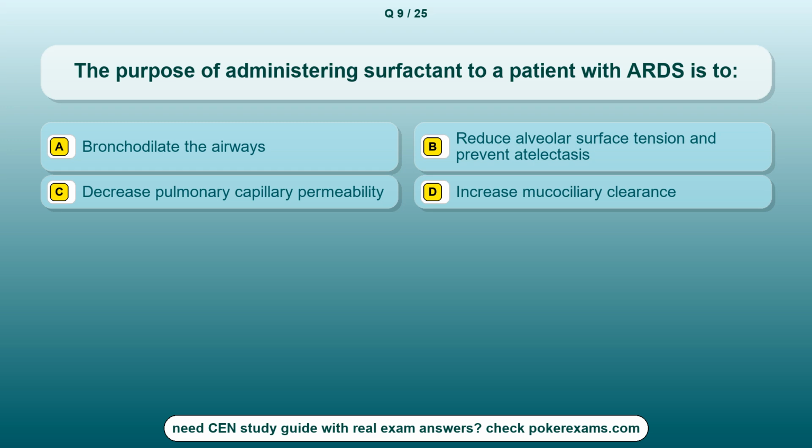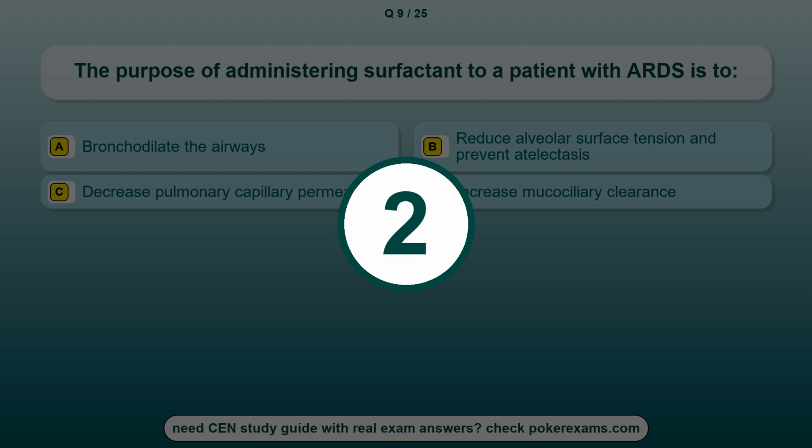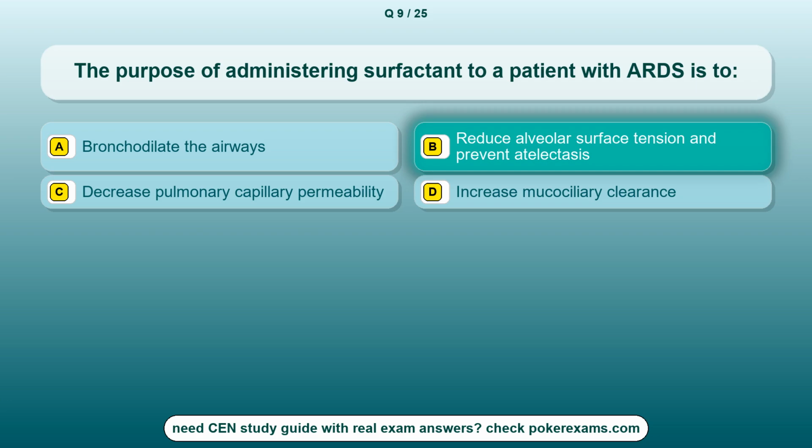Question 9. The purpose of administering surfactant to a patient with ARDS is to Option A, bronchodilate the airways. Option B, reduce alveolar surface tension and prevent atelectasis. Option C, decrease pulmonary capillary permeability. Option D, increase mucociliary clearance. The correct answer is option B, reduce alveolar surface tension and prevent atelectasis.